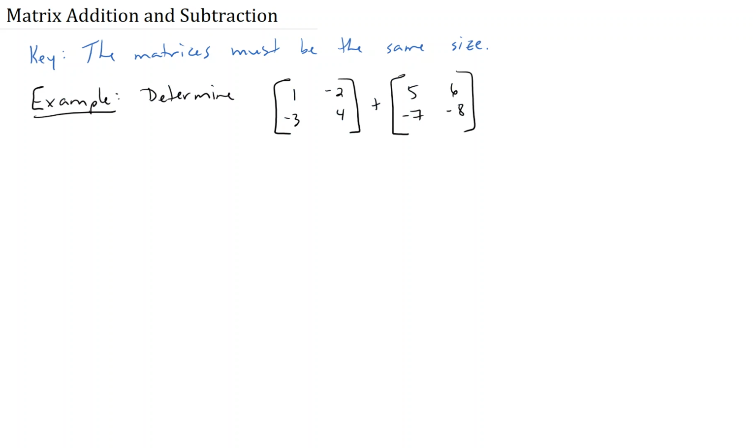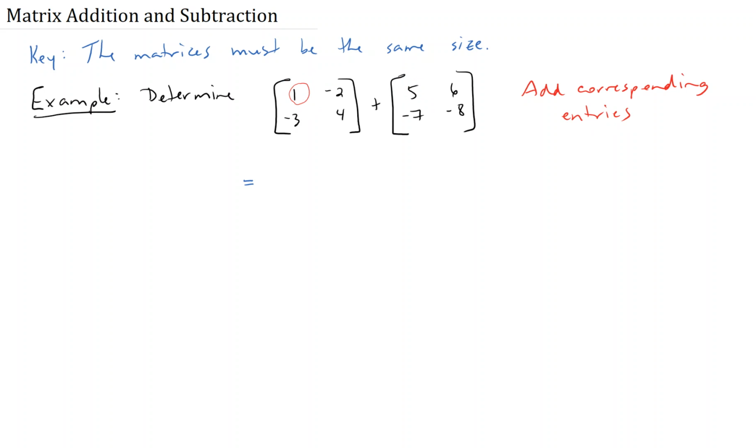So in this example, you can see we have a 2 by 2 matrix plus a 2 by 2 matrix, and we need to determine what that is. And so these are both the same size, so we can add. Okay, so all we do is we add the corresponding entries. So first row, first column is going to be added to first row, first column.